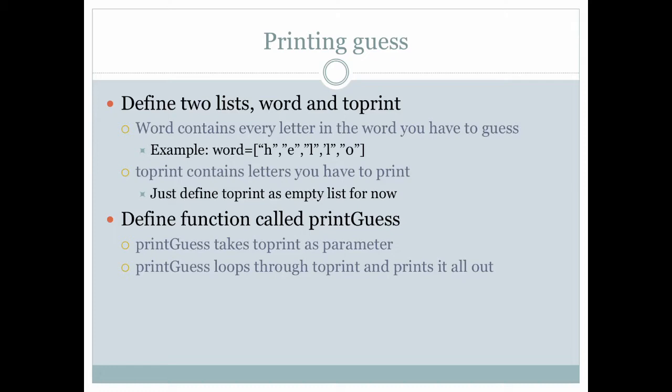And lastly, we're just going to put that all together. We're going to define a function called printGuess. Now, printGuess will take a list called toPrint as a parameter, which it will loop through and print everything out.